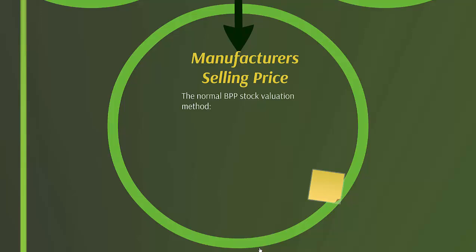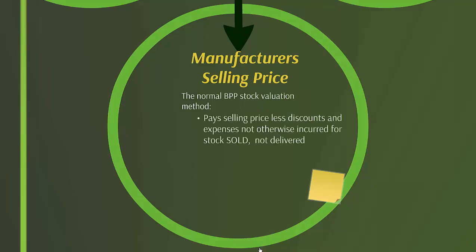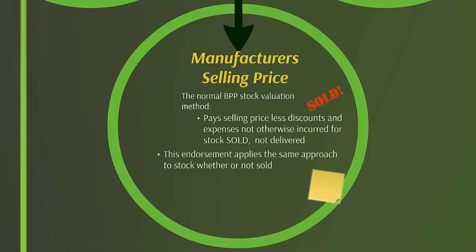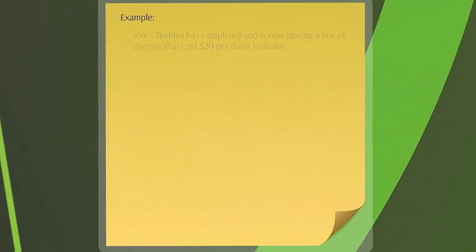The normal building and personal property stock valuation method pays selling price less discounts and expenses not otherwise incurred for stock sold, not delivered. However, without the endorsement, if the stock has not been sold yet, it would not pay the selling price less discounts and expenses not otherwise incurred. This endorsement applies the same approach to stock whether or not it's sold. So let's look at an example.